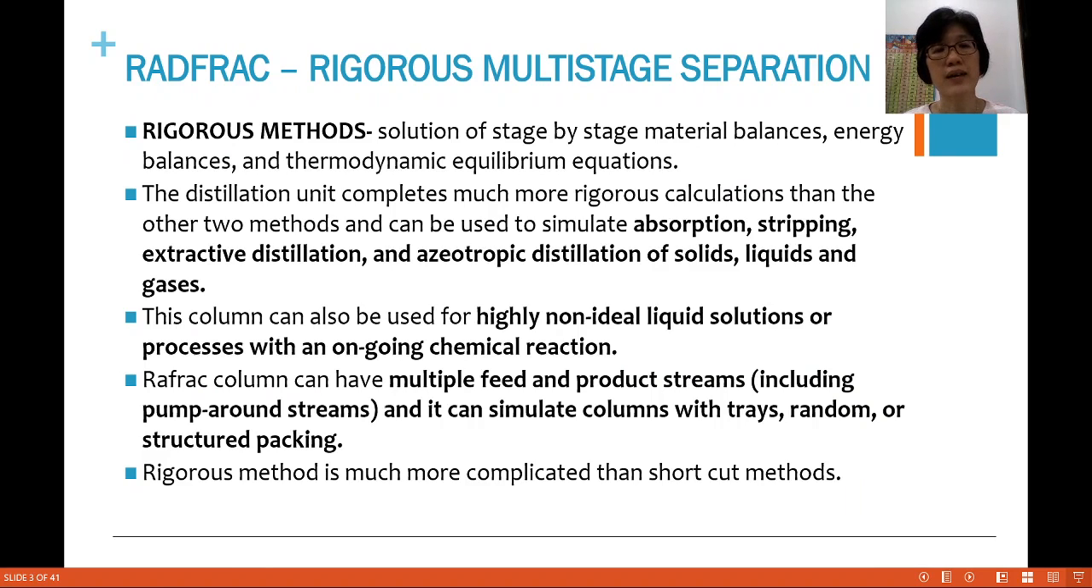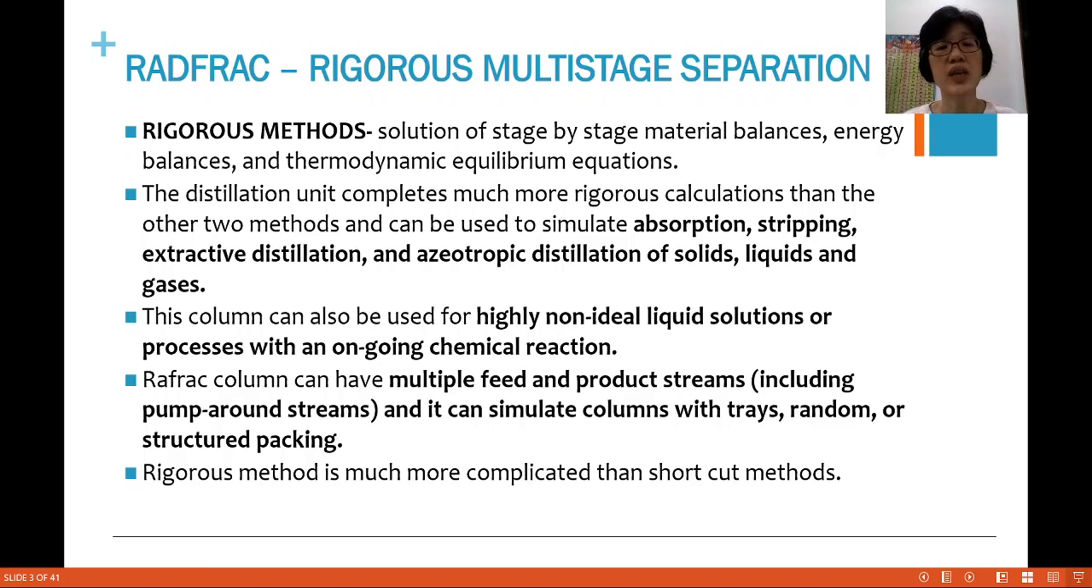So RECFRAC is a rigorous multi-stage separation model, and is actually adopting the solution of stage by stage material balances, energy balances, and thermodynamic equilibrium equation, meaning the composition of the inlet and outlet stream of every stage will be solved using this equation, and these stages will be put in series in RECFRAC.